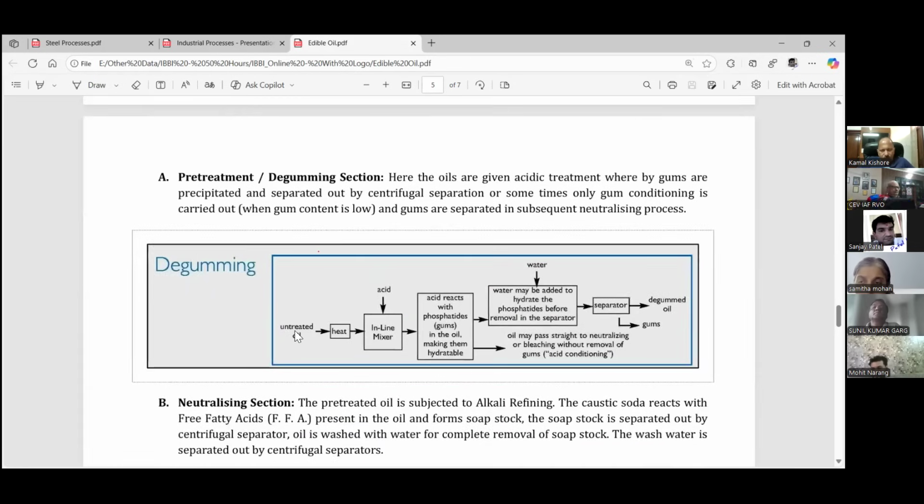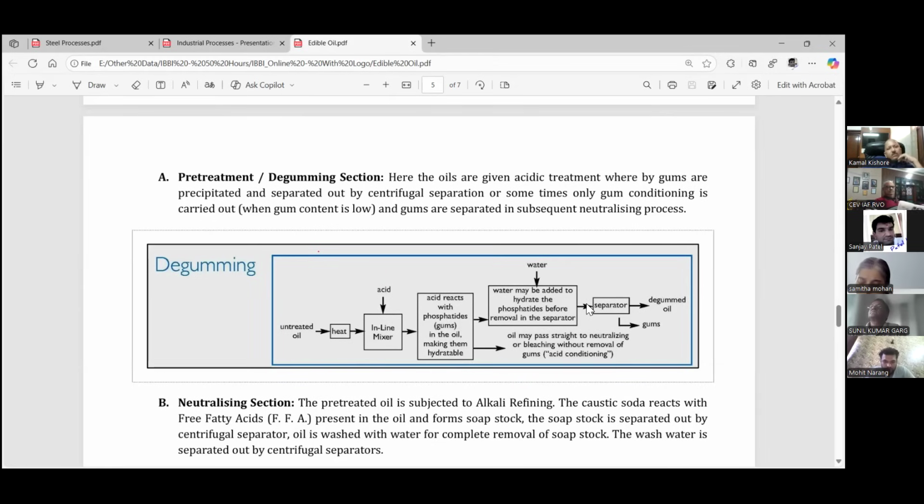In the degumming process, the untreated oil which comes from the solvent extraction plant is heated and mixed with acid. When acid reacts with the phosphatide gum in the oil, it makes them hydratable. Hydratable matlab which can dissolve in water. So we are adding acid which converts the gum into hydratables. After making the gum hydratable, we add water. All the gums converted into hydratables dissolve in the water.